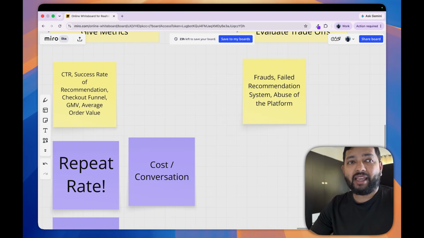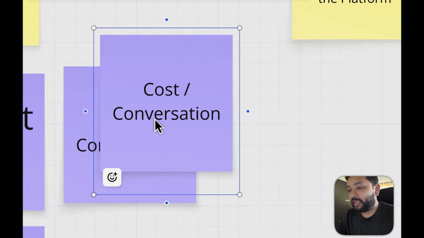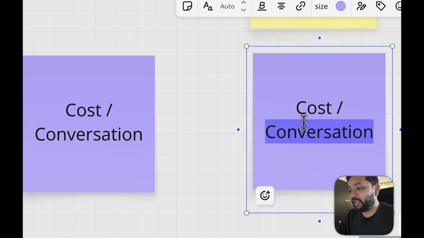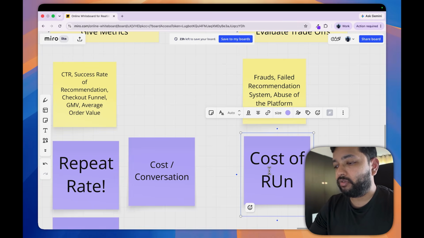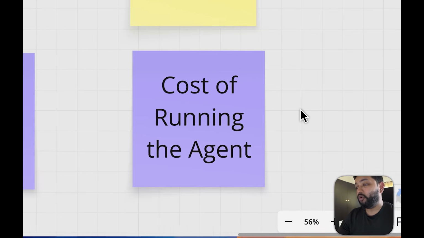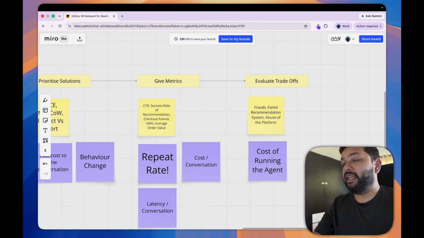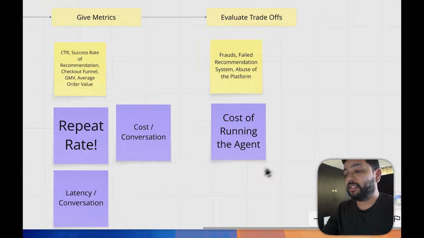What is the biggest thing? Like I said, always one of the biggest things that get added is the cost of running the agent. So you have to emphasize the amount of money that this can go to if the agent picks up.